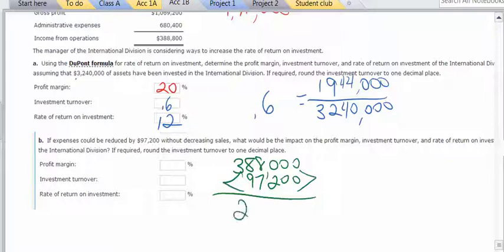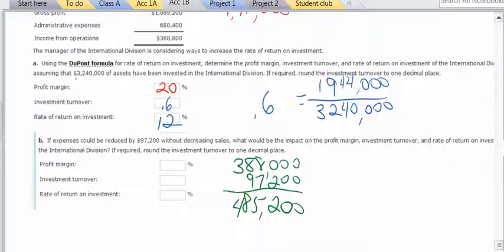Oh, I'm going to add it, sorry. I went backwards. It says reduce. Let me get back to that, fix that. So I'm going to add those together because I'm reducing my expenses, so my profit's going to increase. 388,000 plus 97,200 equals 485,200.